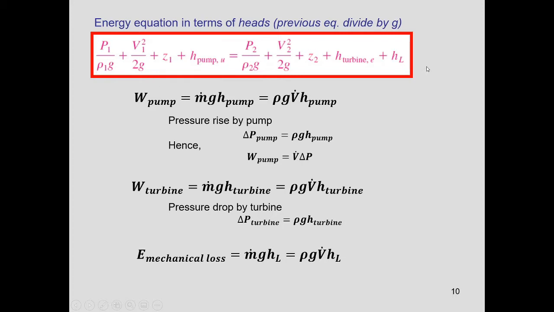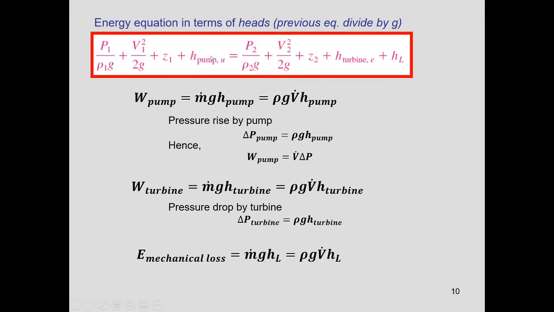Okay, this one is the energy equation, and then for the pump, what is given here is h pump, the head of the pump. To get the work for the pump, the equation is W pump equal to m dot g h pump, m dot for mass flow rate times g times h pump. Or density times g times V dot, the flow rate, times h pump. Okay, this is the equation to get the work for the pump.